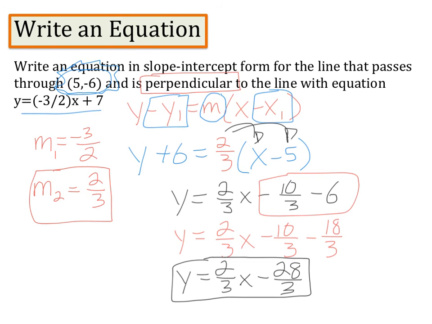So once again, we have our equation now in slope-intercept form down here, and up here it's in point-slope form. So let's just be mindful of what the directions of the problem are asking us for.